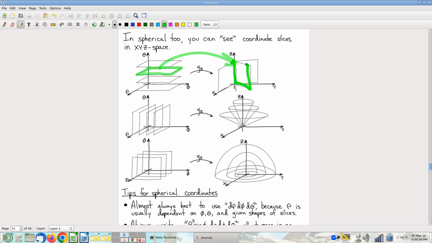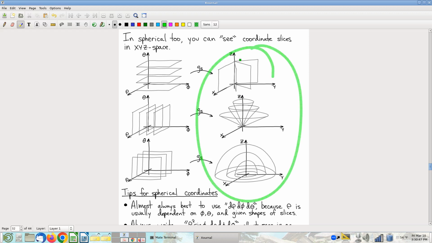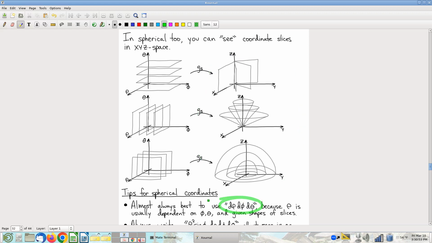Just like with cylindrical coordinates, just like with polar coordinates, we can see what those push forwards of the slices look like. Just a matter of thinking through the geometry. The good news is, even though these slices are kind of weird looking in spherical coordinates, we're always using a particular order of the differentials. So we're always going to be looking at theta slices, which are pretty easy to draw. They're just these half planes hinged on the z-axis.